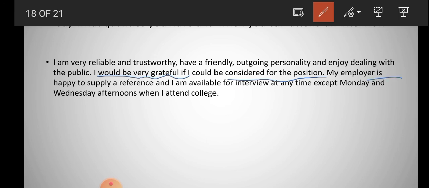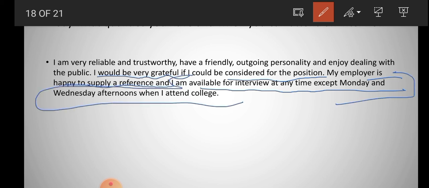"My employer is happy to supply a reference." This is just the explanation because, as I said, I need to cover at least 150 words. "I am available for interview" is the answer to the last bullet point, that is, when you can attend your interview. "I am available for interview at any time except Monday and Wednesday afternoons when I attend college." You can alter these lines and details and write by yourself. All right, hope this point is also clear to you.